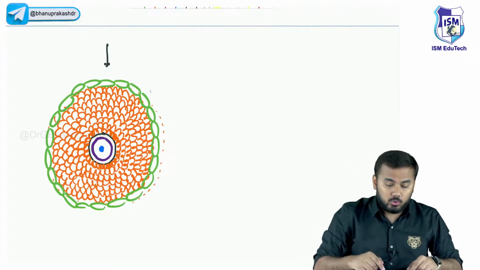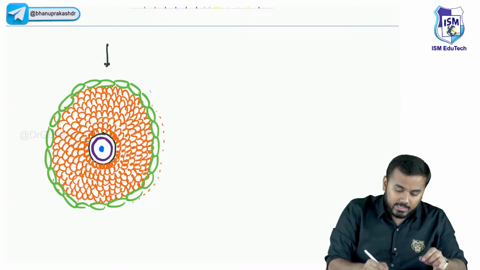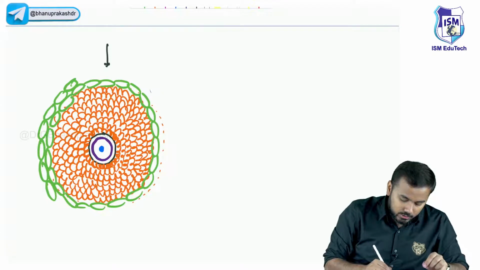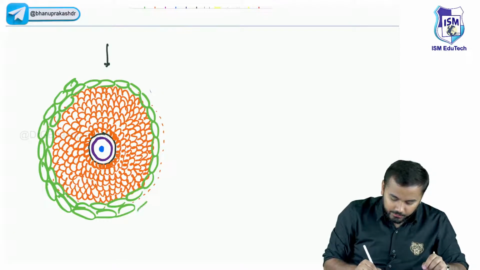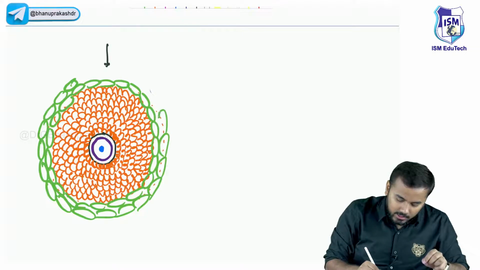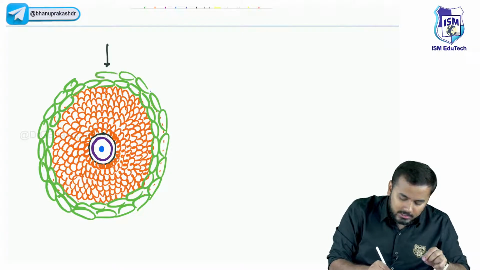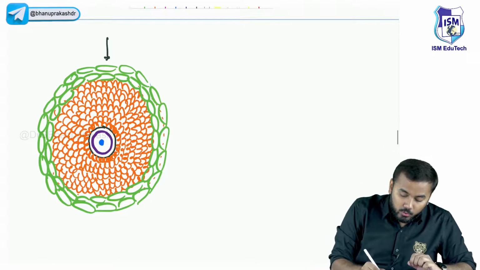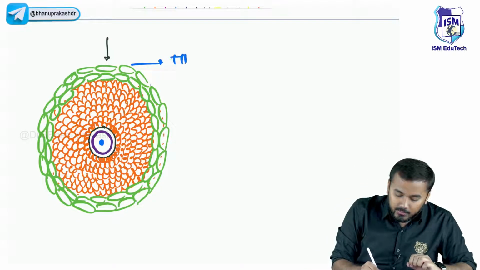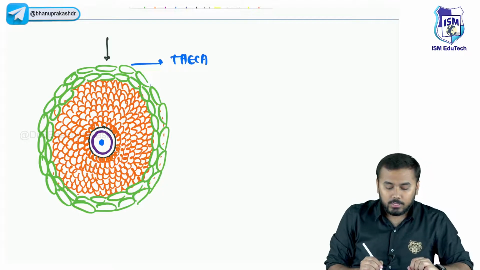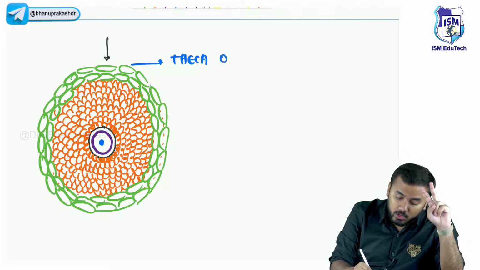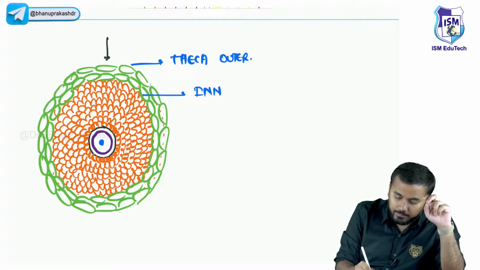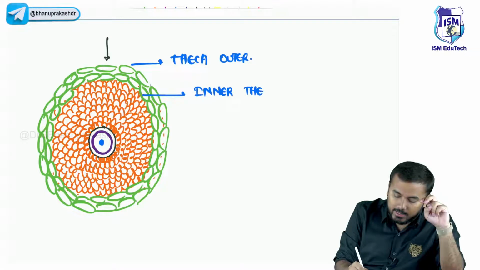The thecal cells also start increasing like this. You see, how many layers of theca are formed right now? Two layers of theca are getting formed. All this is happening because of what? Follicle stimulating hormone. This is called theca, and how many layers? Two layers. This is called outer theca, and this one is called inner theca.